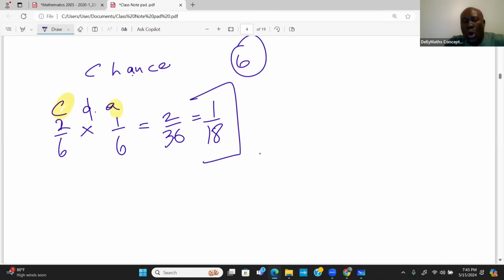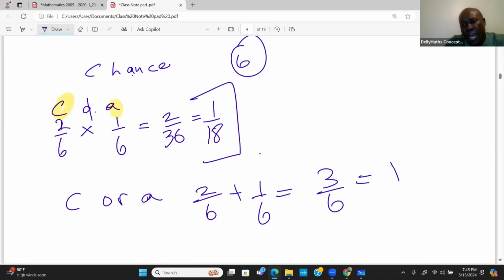1 out of every 18 chance, you're going to get the combination, this, then this. But if they use or, like what is the probability to get a C or you get this, or is to add. So this is when you would have added. So this is 3 out of 6, which is a half. So you could see it's easier when it's or because you have options.